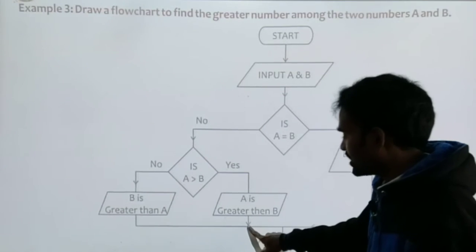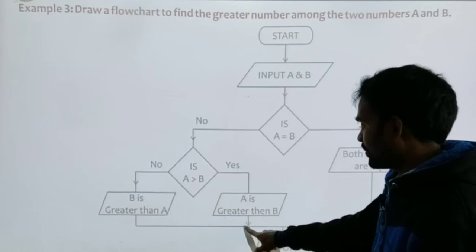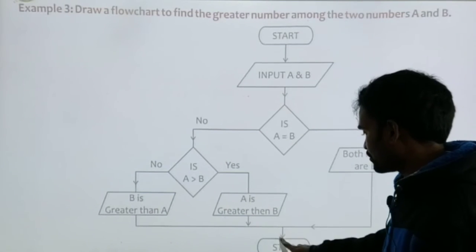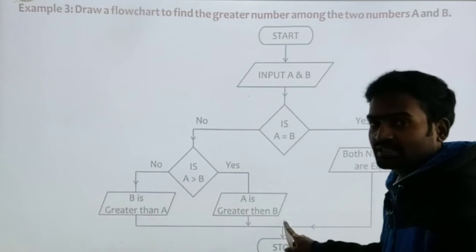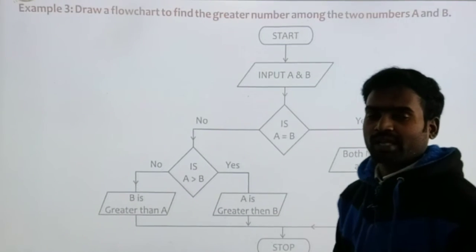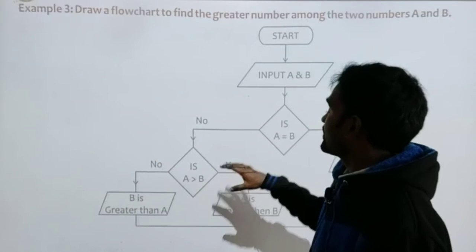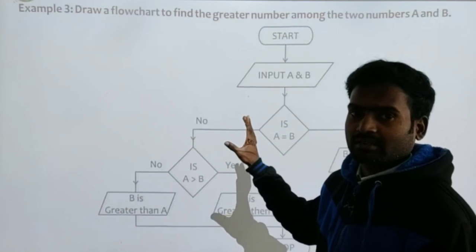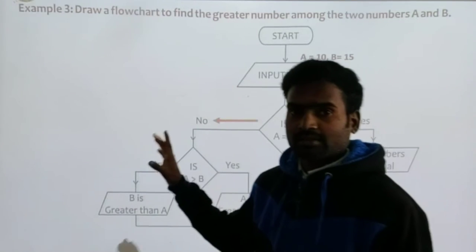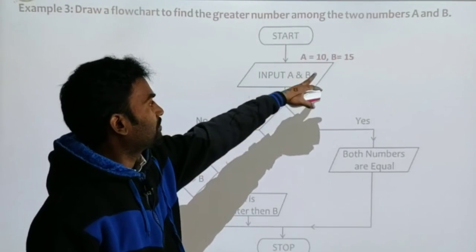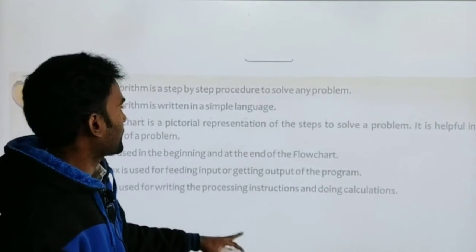Sometimes what happens, there is one here, and one here also, and one there also. So we can join these three, and we can use a connector here. Connected, then we can stop once. So this is another way of making a flow chart. Clear? So I have given some examples here, A is 10, B is 15. See, right?